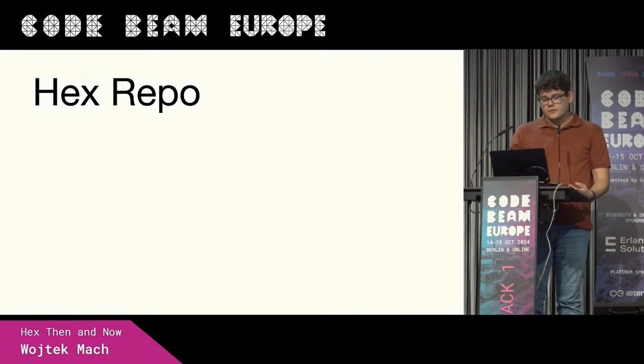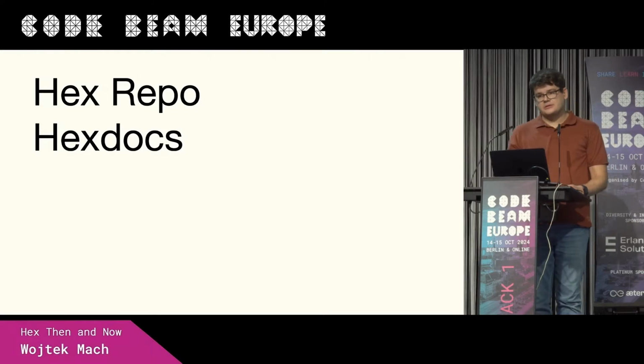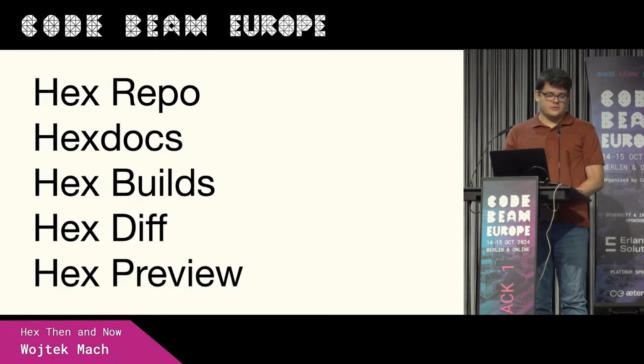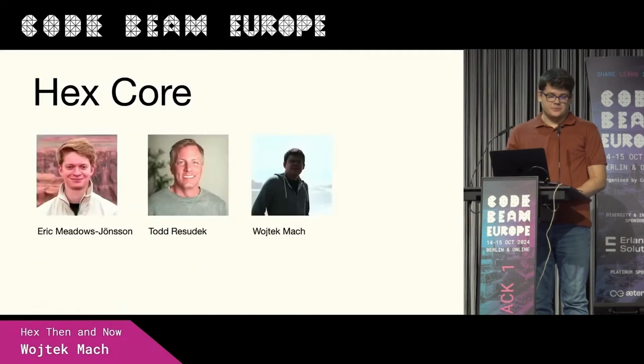And then we have Hex Repo, which is the endpoint where the package tarballs actually live. We download it from Hex repo, and we also have registry files, so kind of like index files to efficiently store some data that we can then use for dependency resolution. We also have Hex Docs. It is a documentation hosting service by the Hex team. We also have Hex Builds, Diff, and Preview, which we are going to talk about soon. And then we have the people behind the project, so the Hex core team. So that is Eric Meadows-Jönsson, Todd Razudek, and myself.